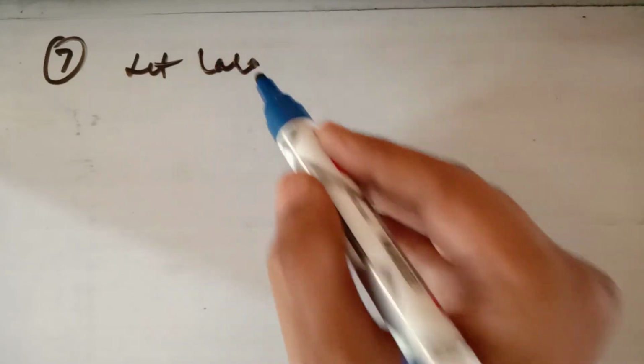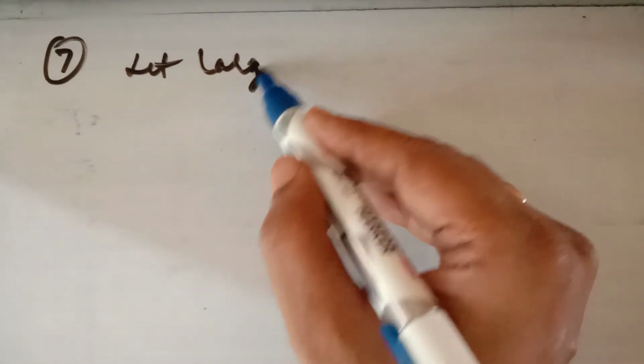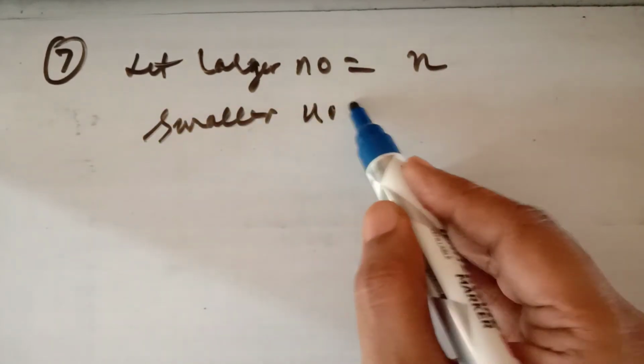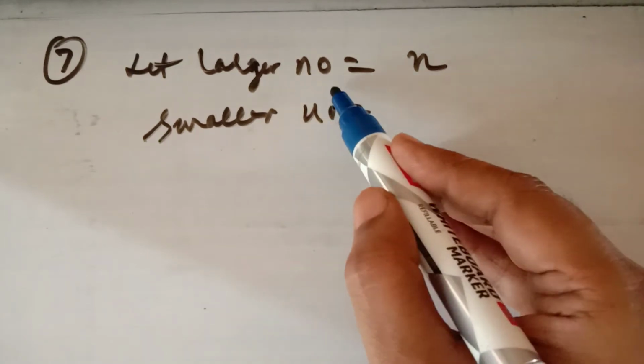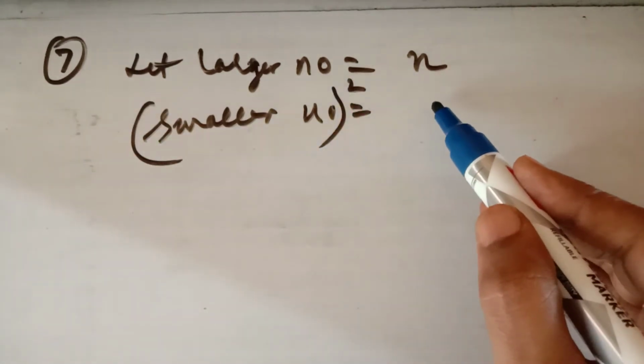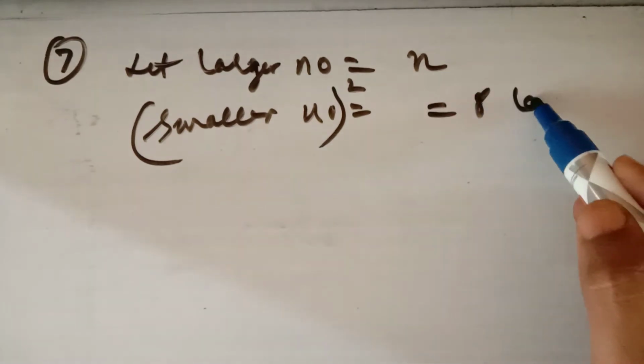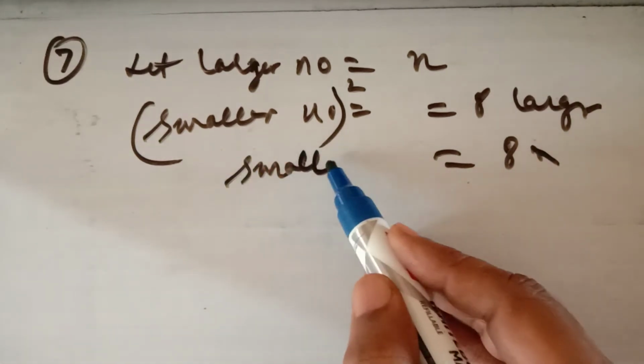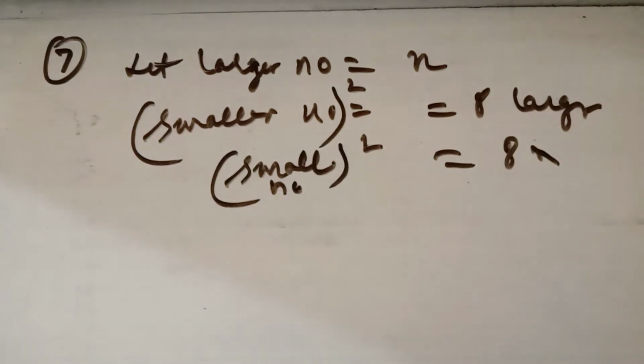Now in 7, read the question. It is given that the difference between the squares of two numbers is 180 and the square of the smaller number is 8 times the larger. So let the larger number be equal to x. What is given? The square of the smaller number is 8 times the larger. So larger we have this, so the smaller number's square is equal to 8x.